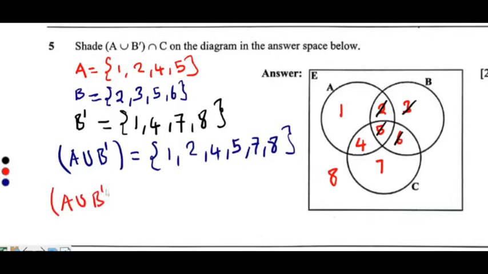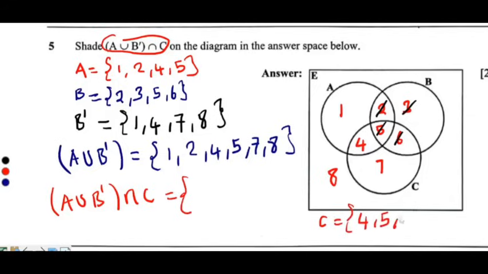So from here, let us also find now A union B complement intersection C, because this is what the question is asking you right here. Okay, so what you do is, your C is the elements that are in C. We have 4, 5, 6, 7. This is our set C. So intersection means we take the elements that are common to A union B complement and C. So let us see if we've got common elements.